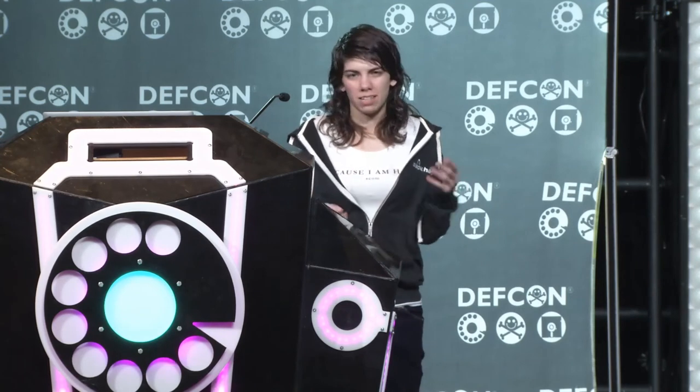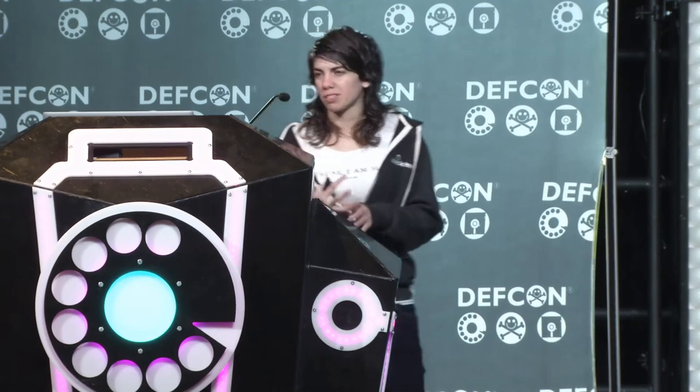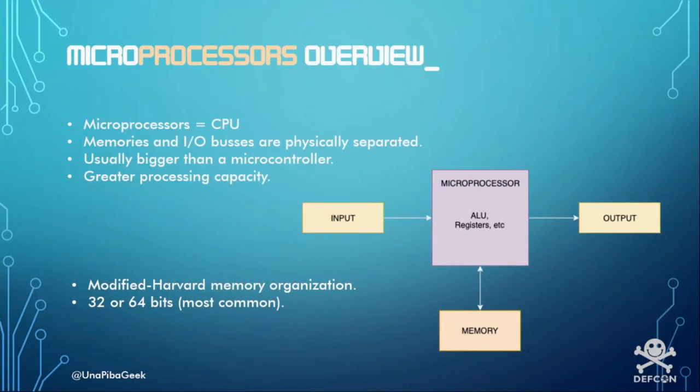So let's see some technical differences between them. On one hand, we have microprocessors, which are an entire CPU. All the components that a microprocessor needs to work, like memories and input and output buses, are physically separated. They are also bigger than a microcontroller and have greater processing capacity because of their size and separated components. Most microprocessors have a modified Harvard memory organization and a 32 or 64 bit architecture.